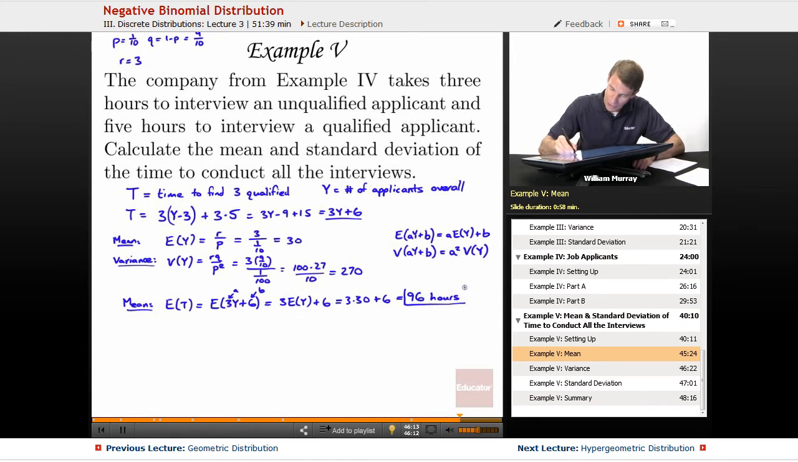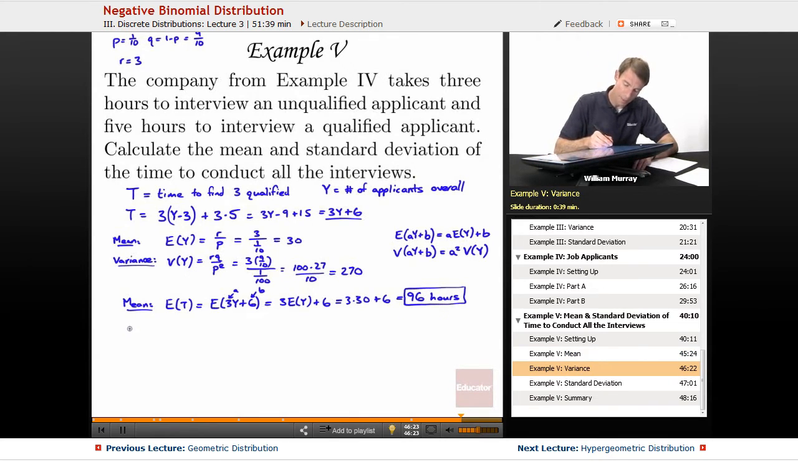So we get 96 hours is the expected time that it will take this company to interview all these people and get 3 qualified applicants. The variance is not really what we're looking for. We're looking for the standard deviation, but it's very useful to find the variance because then you can just take the square root of that to find the standard deviation. The variance of 3y plus 6.